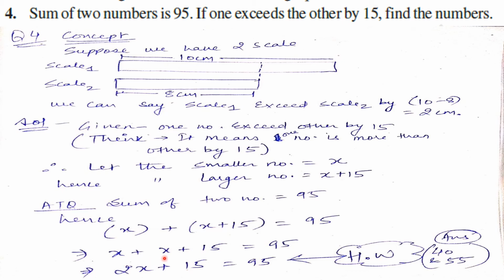x and x are like terms. They are added to 2x plus 15 equal to 95. I hope we can solve this easily. The answers will come as 40 and 55. Try on your own.